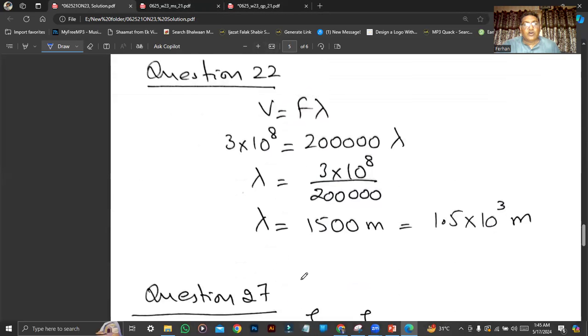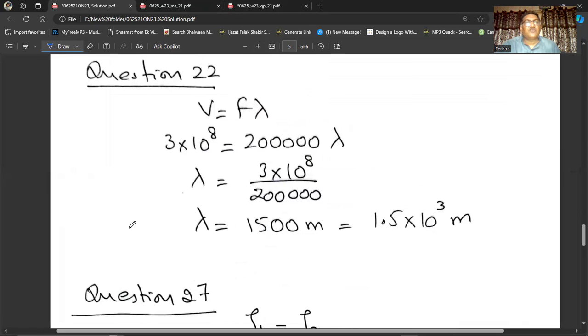Okay. So, you know, v = fλ. The velocity of the electromagnetic wave is 3 × 10^8 meters per second. The frequency is 200,000 hertz, and the wavelength λ is the question. So λ will be equal to, in your calculator, you will write 3 × 10^8 meters per second divided by 200,000 hertz. So your answer will be 1500 meters, which is 1.5 × 10^3 meters.